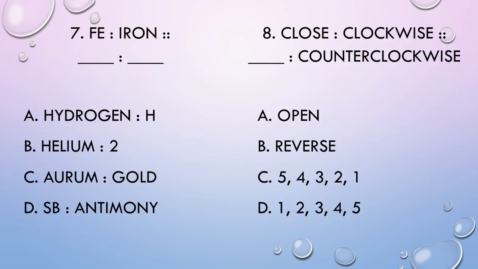Number 7. Fe and iron. We have a symbol and element relationship. Therefore, letter A and B cannot be correct answer because they started with elements. Letter C cannot also be the correct answer because it started with an origin of a symbol. Therefore, letter D is the correct answer.